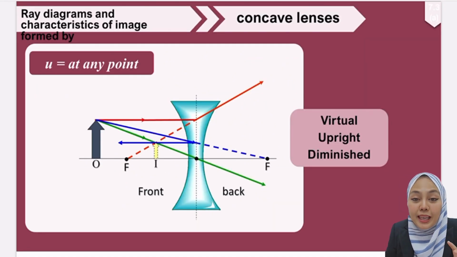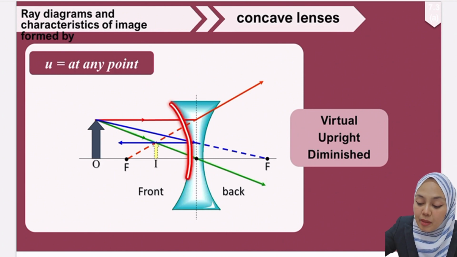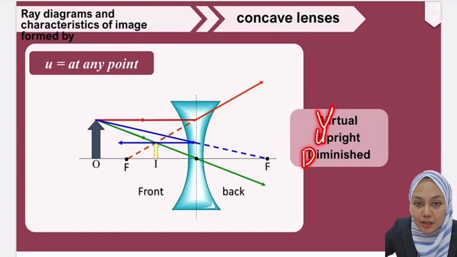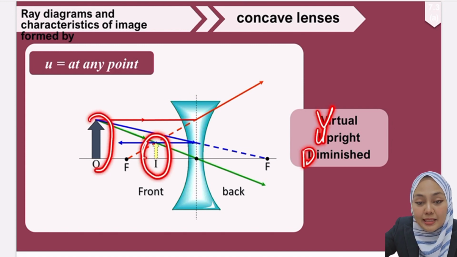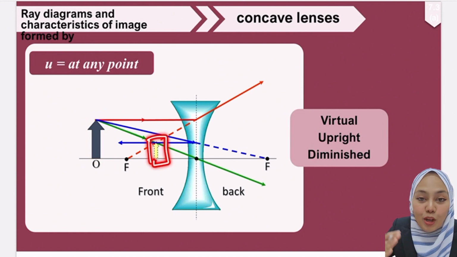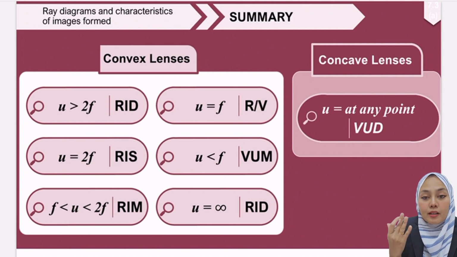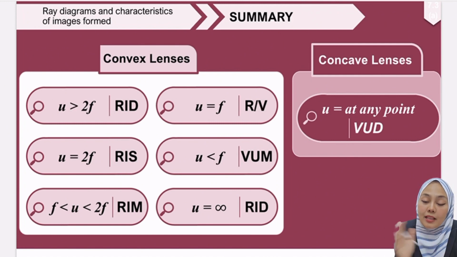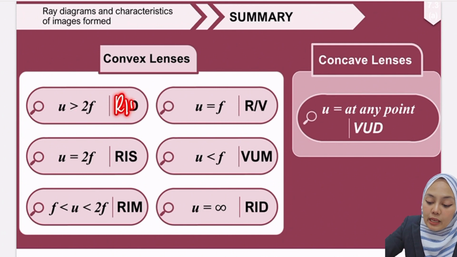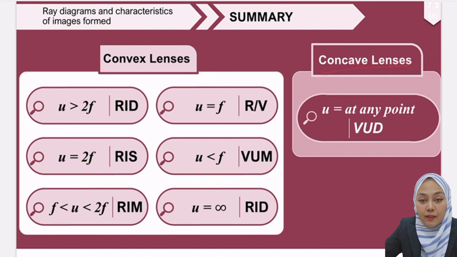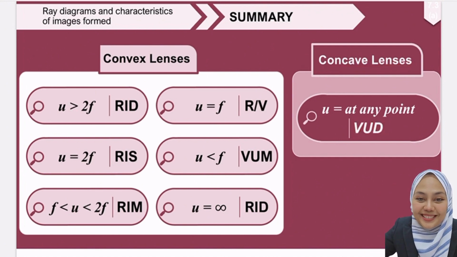The good thing about concave lenses is that the image formed is only one type, which is virtual, upright, and diminished. It is formed on the same side as the object, and it is always smaller than the object. This is the summary of all the image locations for concave and convex lenses.